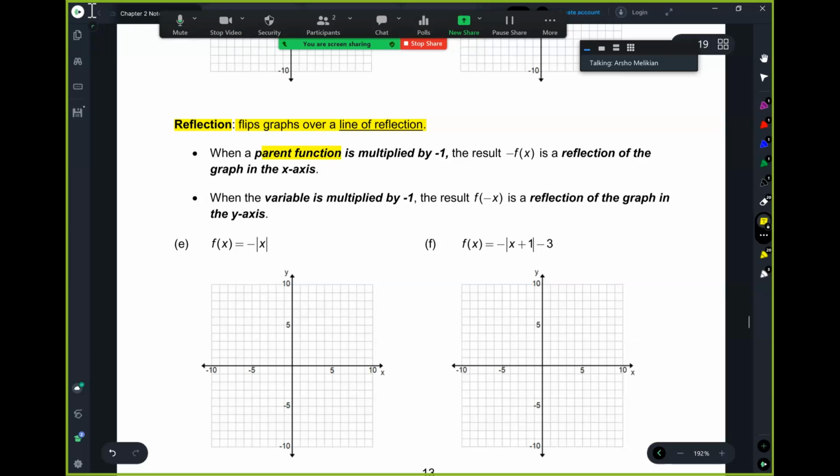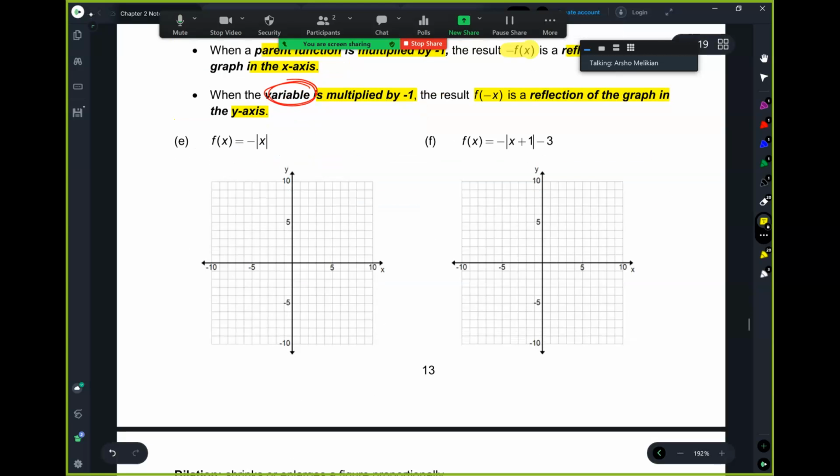When a parent function is multiplied by -1, the result is negative f of x. So you have a negative outside, and it is a reflection in the x-axis. What does it mean it's a reflection in the x-axis? It means, okay, so this is the x-axis. Pretend that's a mirror. The graph gets reflected along the x-axis or in the x-axis. And then when the variable is multiplied by -1, you have f of -x, and it's a reflection in the y-axis.